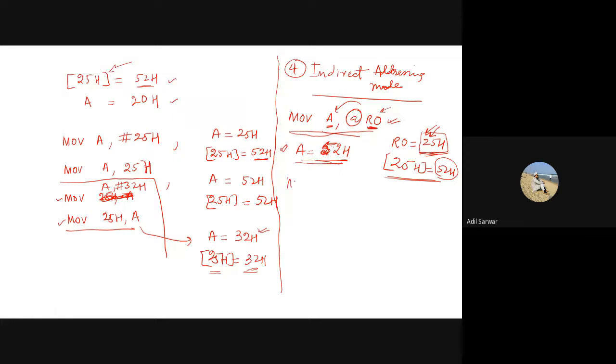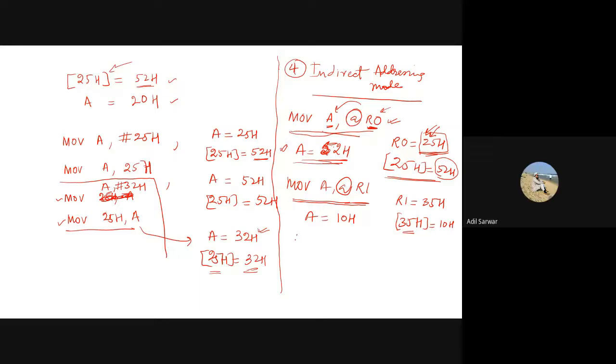Similarly, if I write MOV A, @R1, and say R1 is having a value of 35H, and 35H is a memory location having say a value of 10H. So after this instruction, A will have a value of 10H. Okay. Tell me, is it clear? Yes, sir.